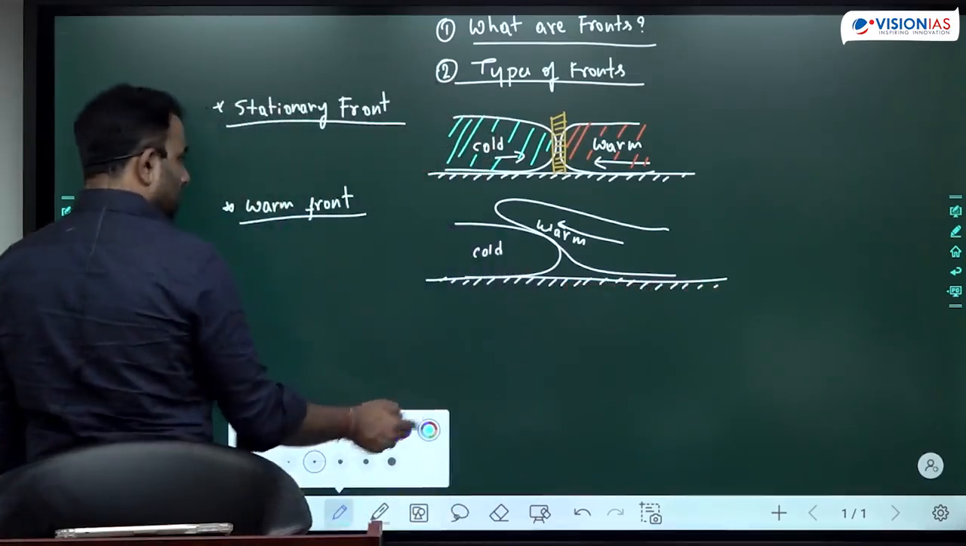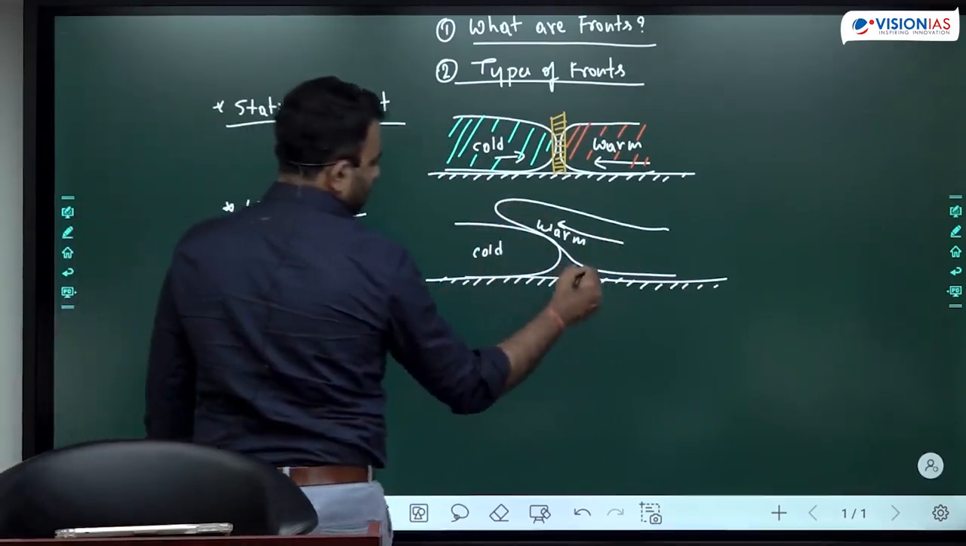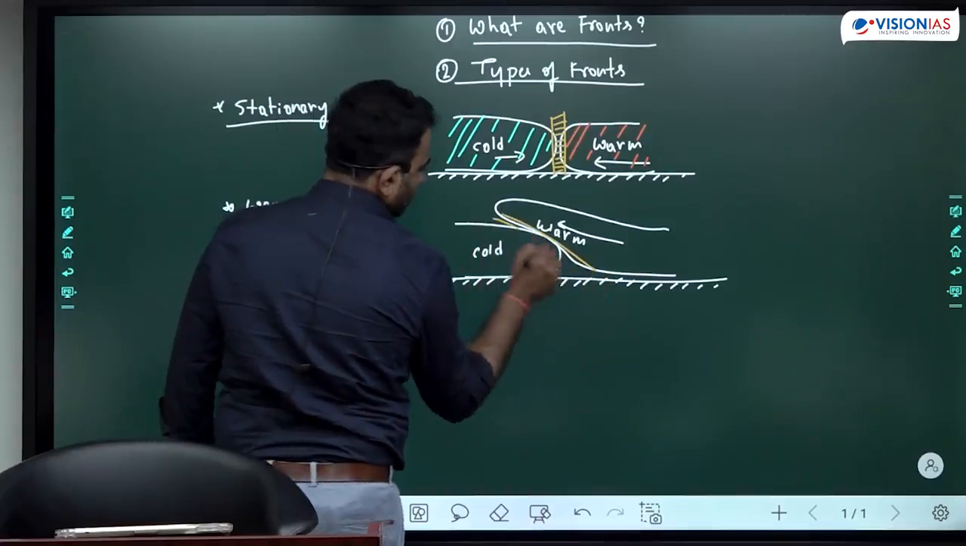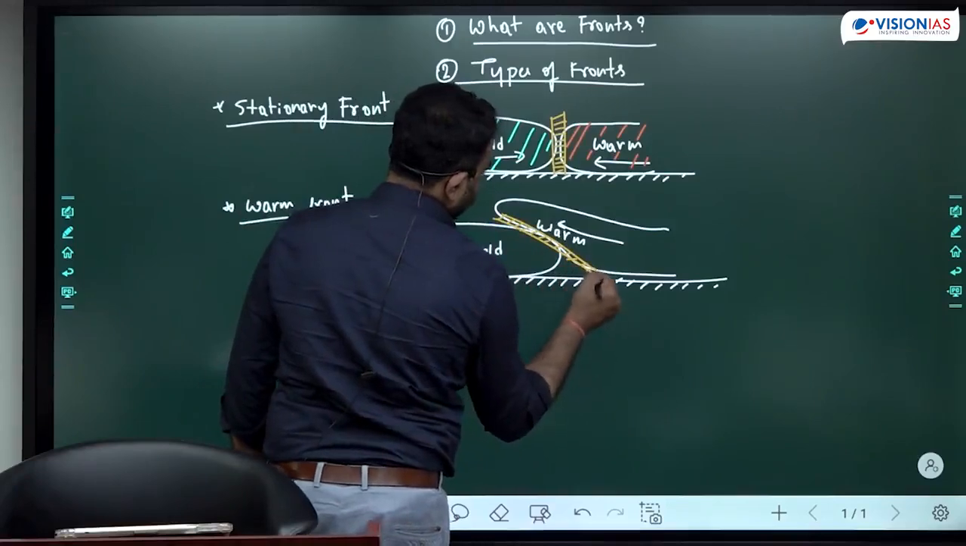And as the warm air mass rises above the cold air mass, it creates a frontal zone like this. This is what the front is.